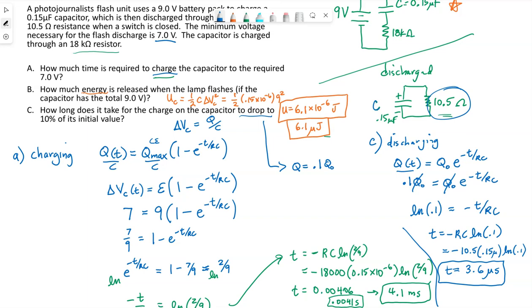So all of our problems that are RC problems are going to either be discharging or charging. So discharging, the charge is decreasing, it's dropping, there's no battery attached anymore. Charging means there is a battery. We started with no charge, so the charge is increasing with time. And then we do sometimes have to go back and use equations that we knew for capacitors and/or resistors as we go.